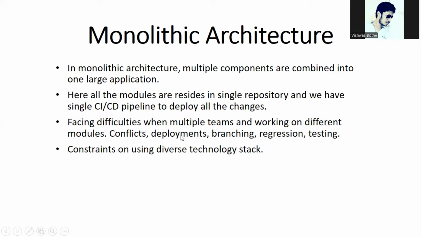Then for that, we need to manage the branching, we do the regression, then we need to perform end-to-end testing. Even if we are making changes in a single module, we never know which part of the application will be impacted. So we need proper regression and end-to-end testing when we're deploying changes to production. And next thing, we also have a constraint of using different technology stacks. As everything is present in a single repository, we need to go with a single technology stack, even though we have multiple modules.